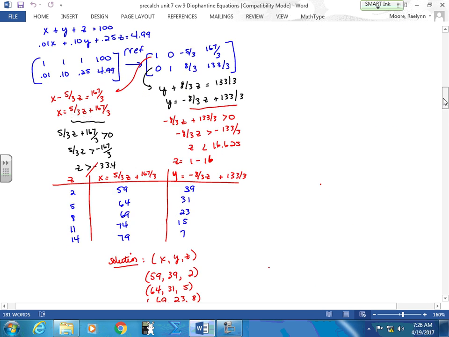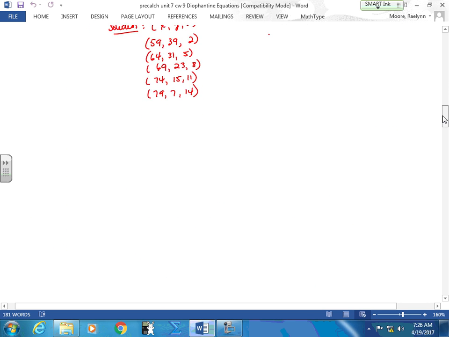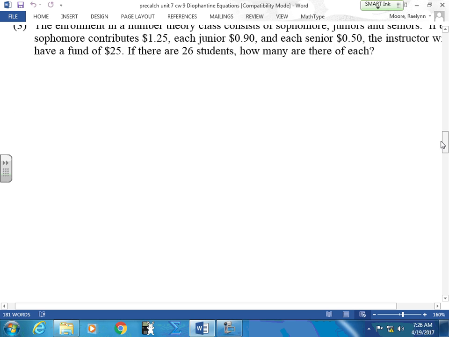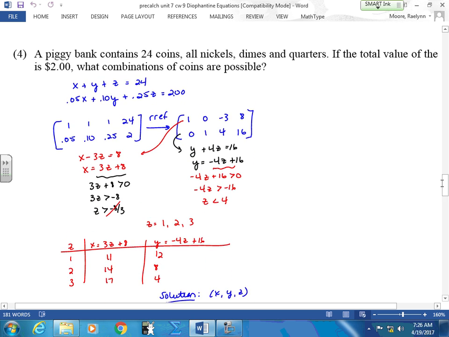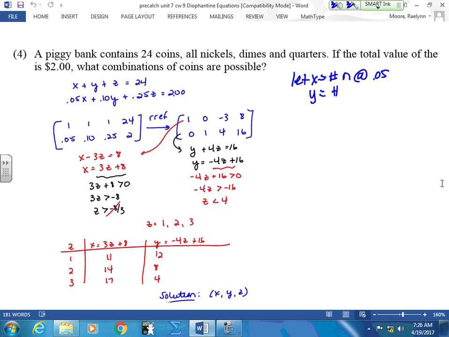Okay. Yep, there's my solution. We did that one in class. There's another one. Contains 24 quarters. Again, I don't know what happened to my last statements. Let x equal the number of nickels at 5 cents. Don't forget that's 5 cents, not 0.5. Y equal the number of dimes at 10 cents. And z equal the number of quarters at 25 cents.